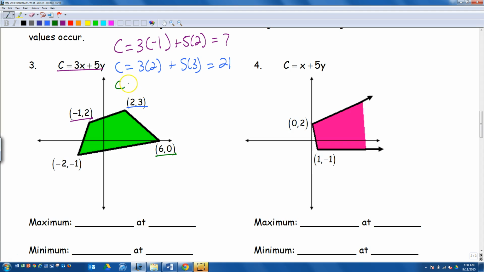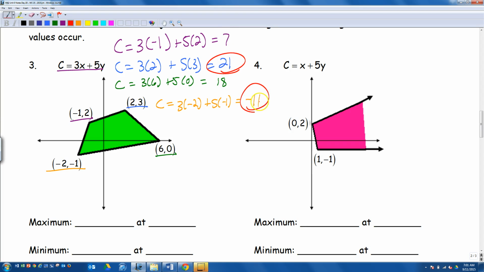This one is 6, 0, so 3 times 6 plus 5 times 0, and we get an 18. And finally we have the negative one, c is equal to 3 times negative 2 plus 5 times negative 1, and that's going to equal negative 6, negative 5, negative 11. So once you do all the points, now we have to figure out which one was the min and the max. Well, this is clearly the biggest number, this is clearly the smallest number.